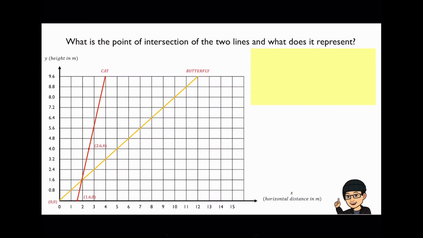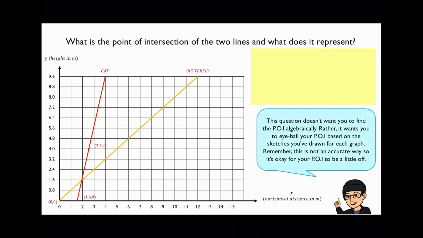Instead, it's actually asking you to pinpoint the point of intersection by just eyeballing it. So this question doesn't want you to find the point of intersection algebraically. Rather, it wants you to eyeball your point of intersection based on the sketches you've drawn. Remember that when we talked about this in class, pinpointing the point of intersection just by visually inspecting it is not a very accurate way, but it should be kind of close to the actual answer.